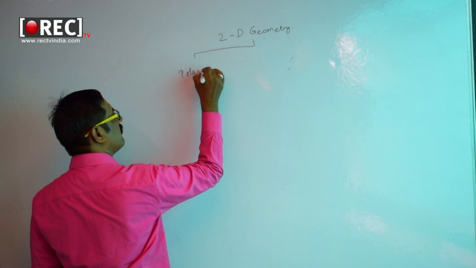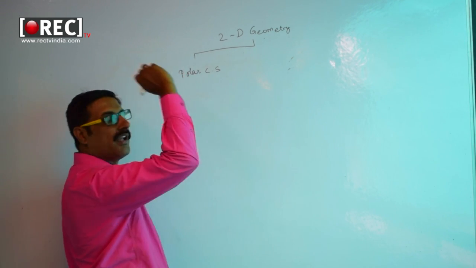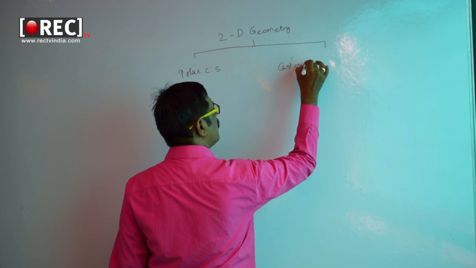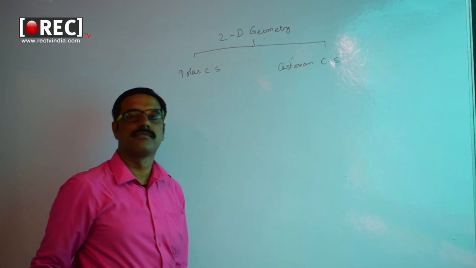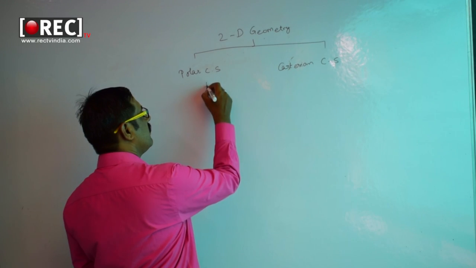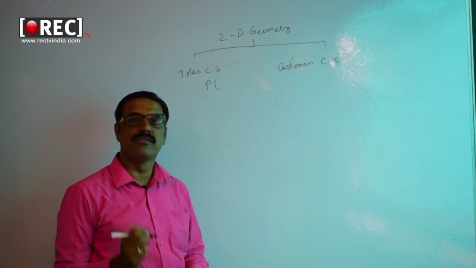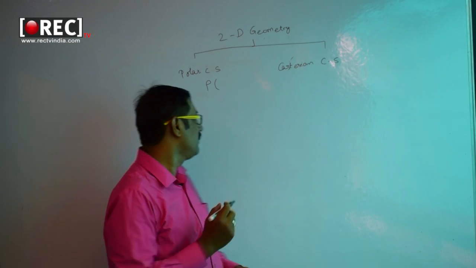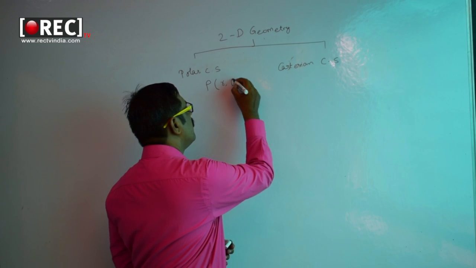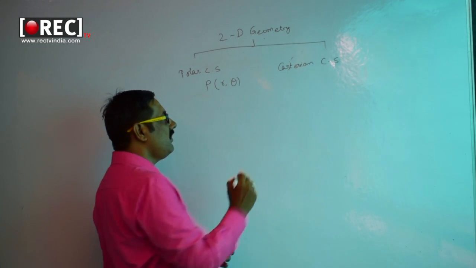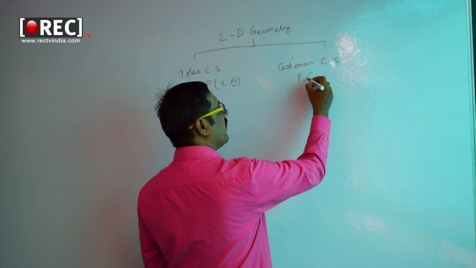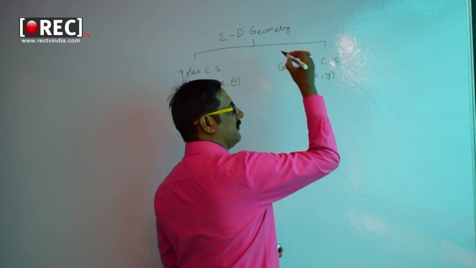polar coordinate system and Cartesian coordinate system. So, in the polar coordinate system, any point P can be expressed in terms of two coordinates, namely r, the radius vector, and theta. And similarly, in the Cartesian coordinate system, the same point can be represented as x, y.